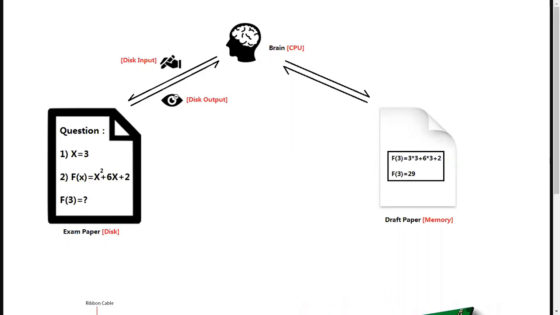The combination of his eyes and hands we call the I/O device of a server. When his brain is thinking about the question, it's like the program is running in the CPU. The running program with real data, we call a system process. In this case, the real data is x equals 3.